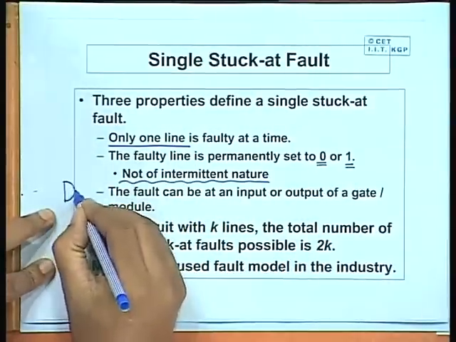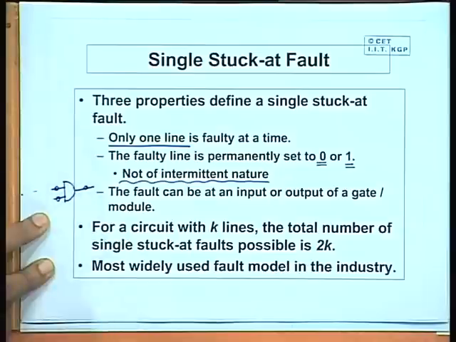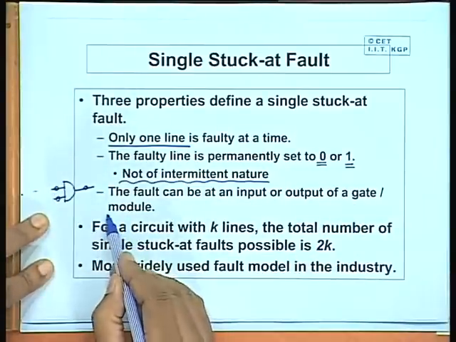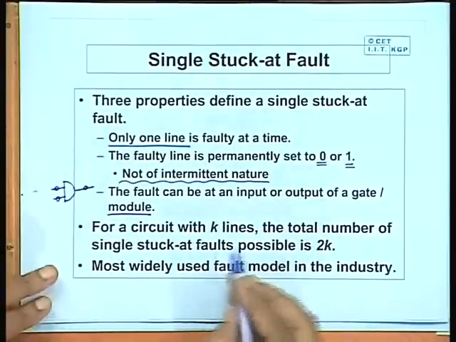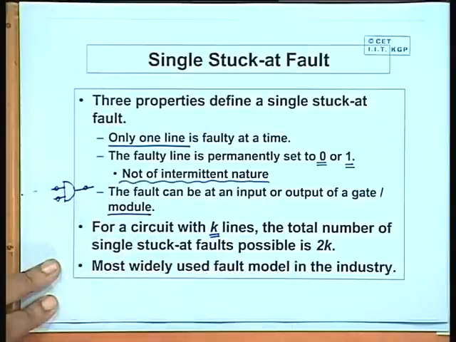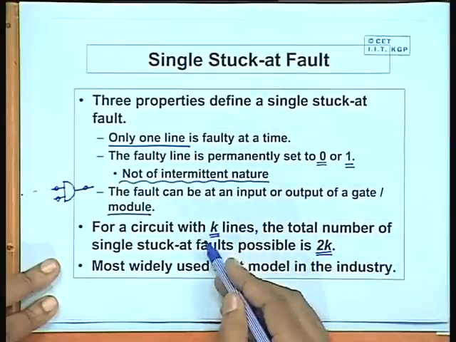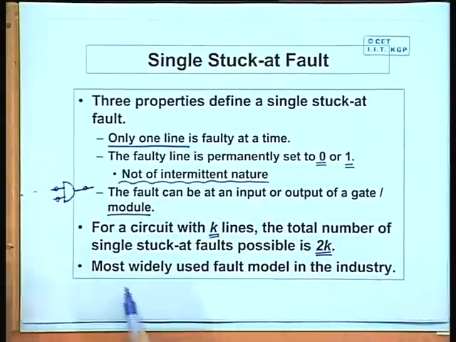Suppose we have a gate like this, we can have a stuck-at fault on this input or on the output. Now, it can be a gate or it can be a module at a higher level also. In general, it can be a module. So, you can easily see that if there are k interconnecting lines in a circuit, the total number of single stuck-at faults will be 2k, because each line can be stuck at 0 or stuck at 1, and with one fault occurring at a time, there are 2k possible faults. And this is most widely used, as I mentioned.